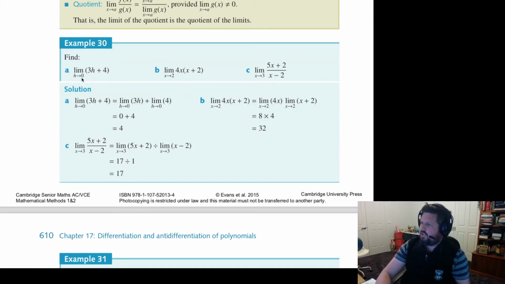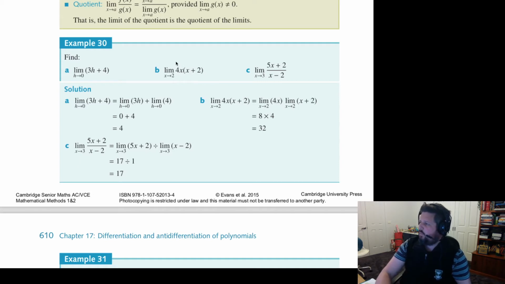It says find the limit as h approaches 0 for the following. This is a sum case. We've got a function plus another function. So what we really need to do with this one is find the limit as h approaches 0 of 3h, and then add the limit as h approaches 0 of 4. Breaking it up into those separate things, if we substitute in 0 into here, we can work out the limit of this part. 3 times 0 is 0. The limit as h approaches 0 for the 4 is just going to be 4. Adding those together, 0 plus 4 is 4.